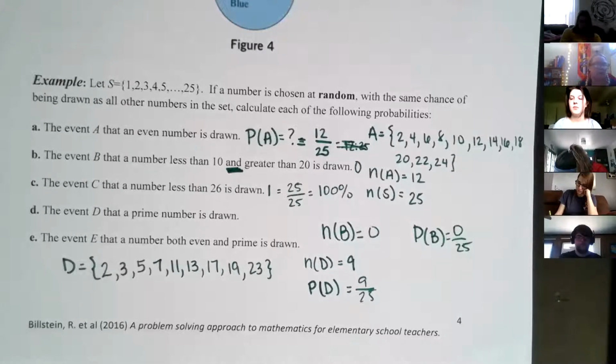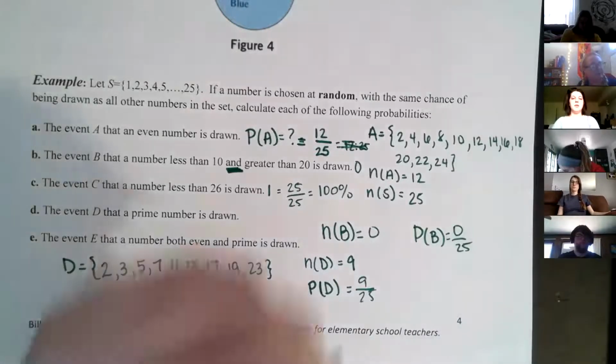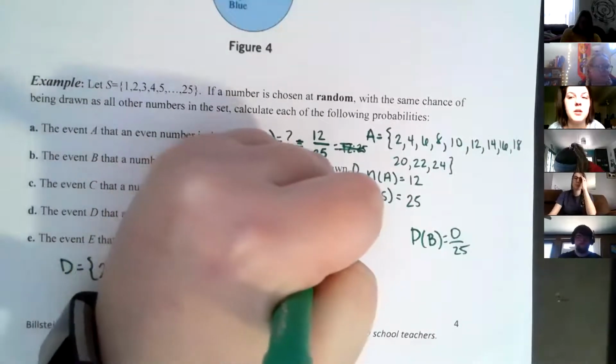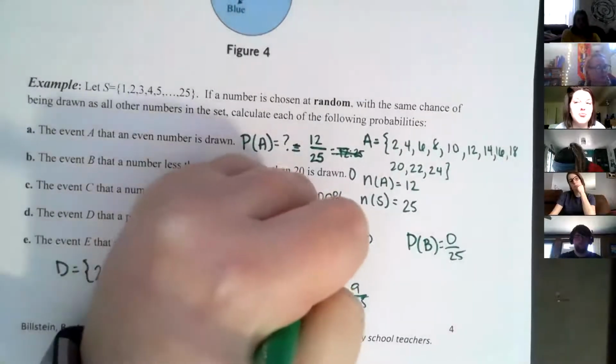All right. The probability that E is a number that's both even and prime. There's only one. That's right. That would be 2, so 1 out of 25.